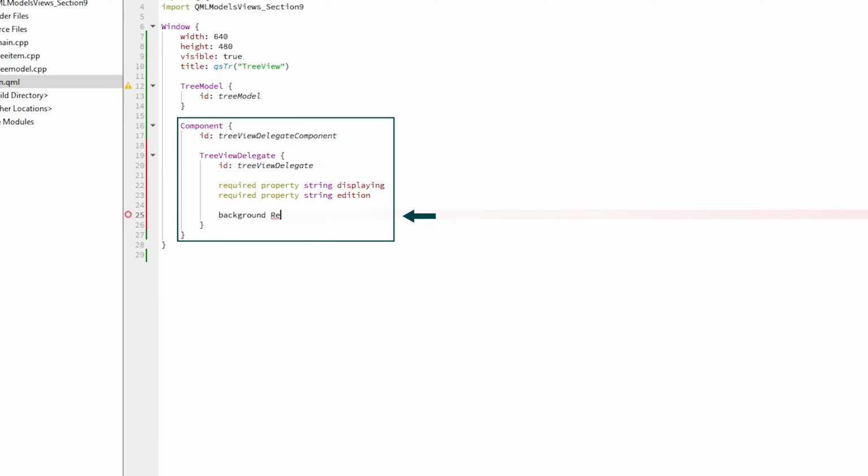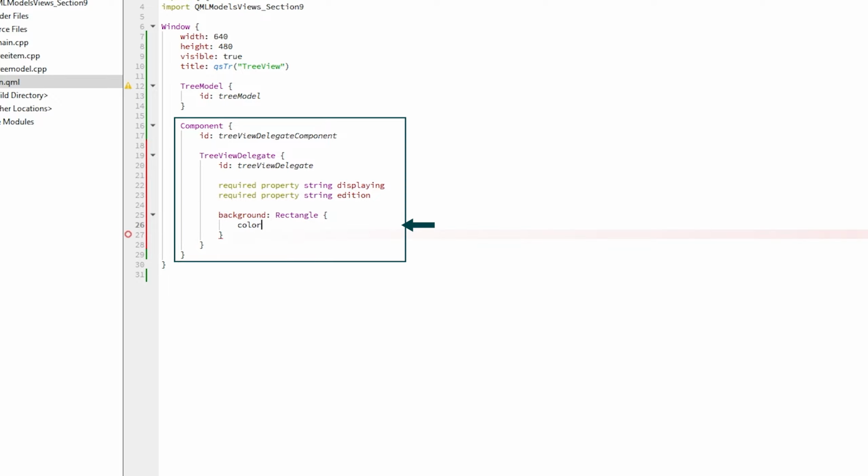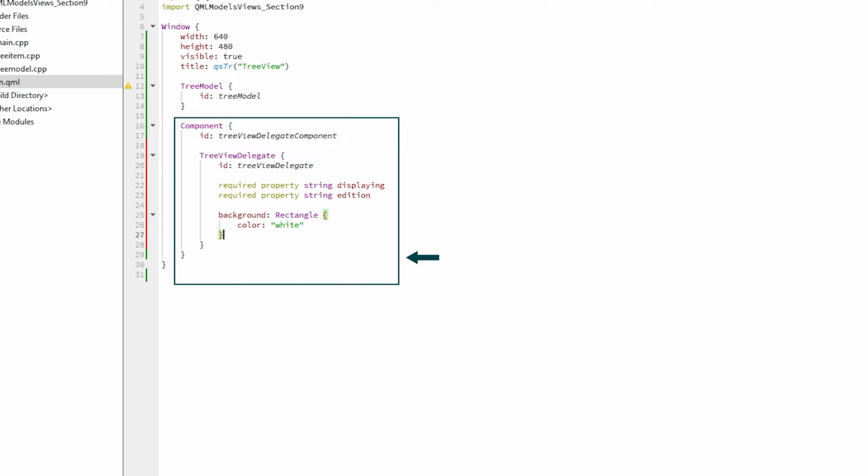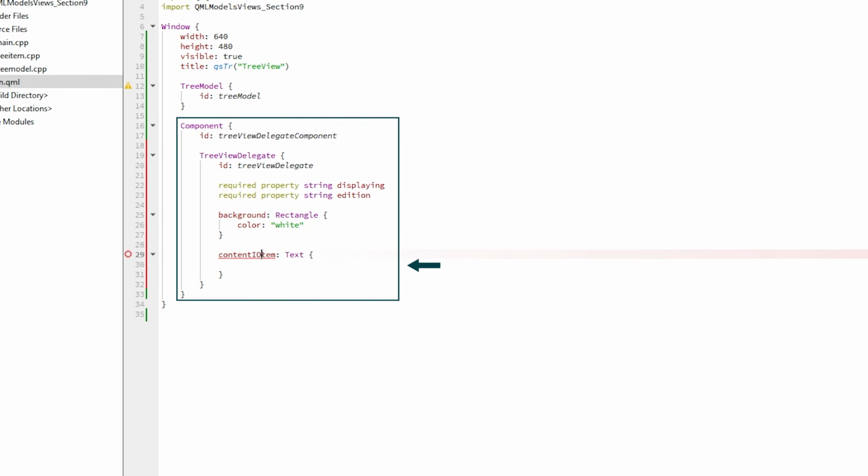Next, we use the background and contentItem properties of the TreeViewDelegate to customize its appearance. We will set the background property to a simple white rectangle. Then we will set the content item to a text component, which has the text stored in the displaying property.